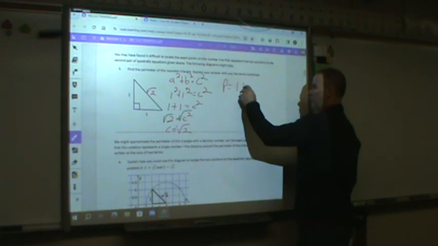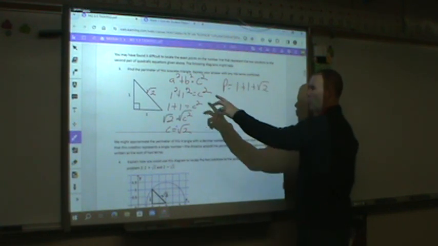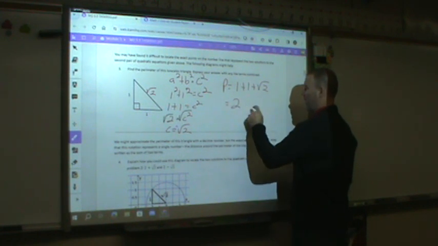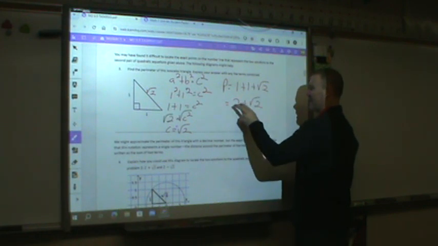Perimeter is equal to 1 plus 1 plus the square root of 2. Why? Because how do I find the perimeter? I add all the sides. The only sides I can combine are 2 plus the square root of 2. Now this is the exact answer.